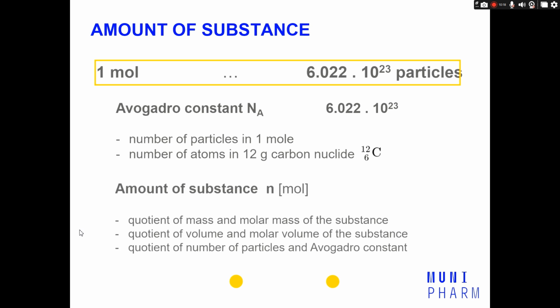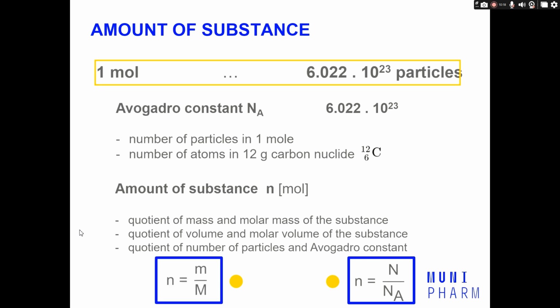The symbol for the amount of substance is small n. It is a very universal quantity, and it can be calculated in several different ways. We have already said that we can use the formula with the number of particles, the big N, which we divide by the Avogadro constant Na. Another way we can calculate the amount of a substance is by using the mass of the substance divided by its molar mass. The last method uses the volume of the substance and the molar volume. We will explain it in detail in the following slides.